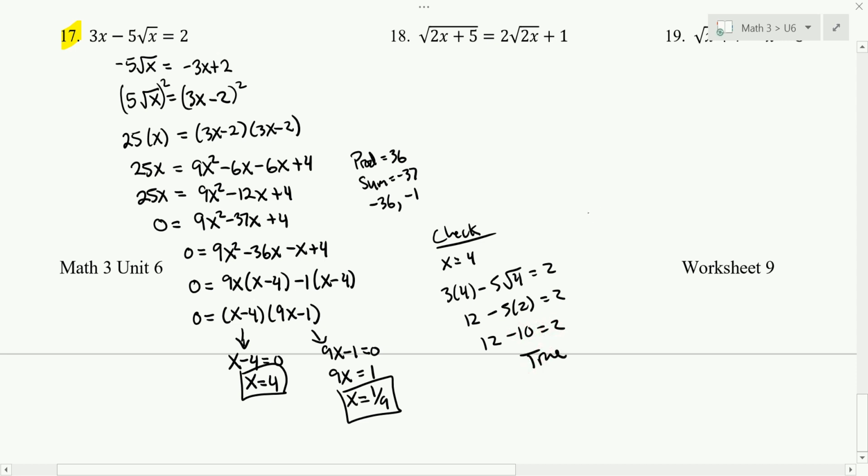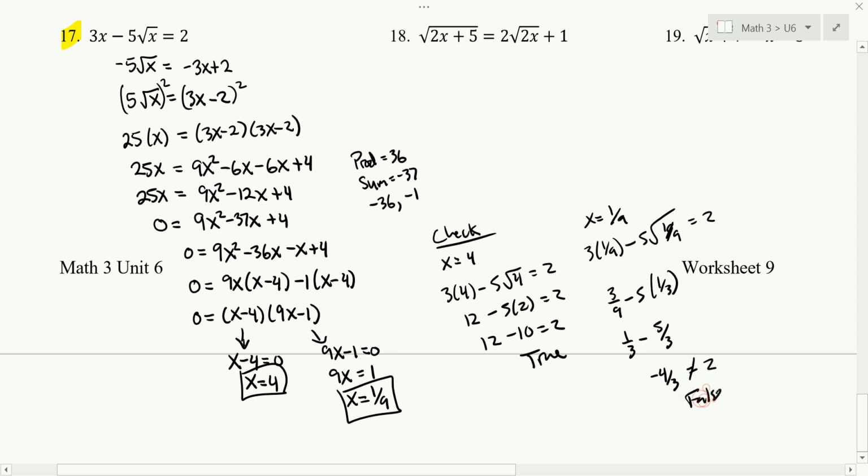And then we check 1/9. We get 3 times 1/9 minus 5 times the square root of 1/9 is 2. Well, that would be 3/9 minus 5 times 1/3, or 1/3 minus 5/3. That's going to be negative 4/3, which is not equal to 2. So that's false, and so we need to get rid of that 1/9 and just keep the 4.